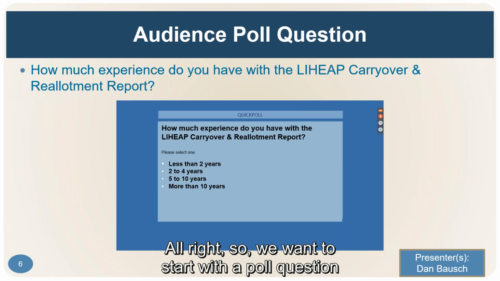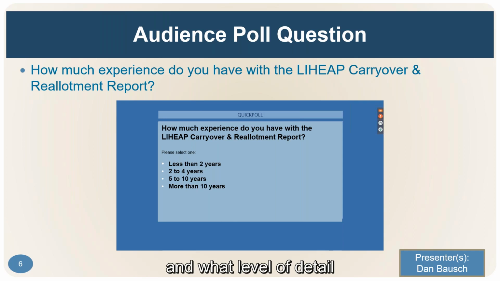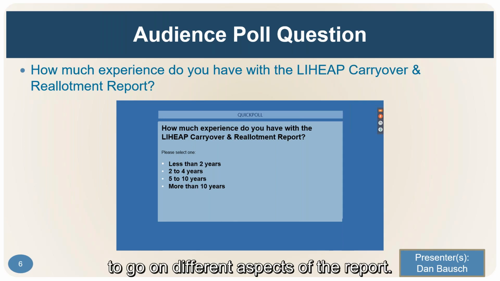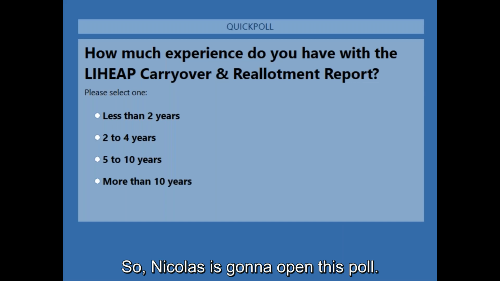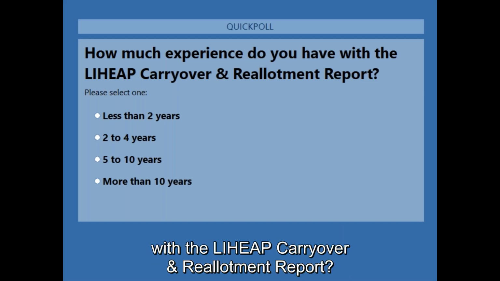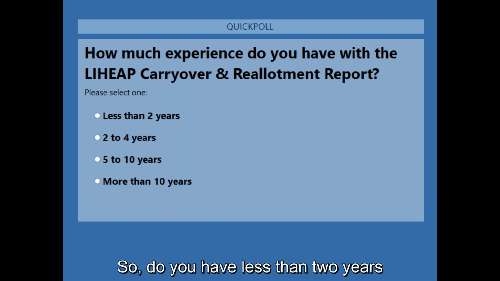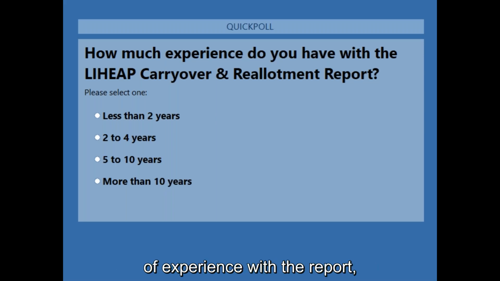All right, so we want to start with a poll question to help us get a better sense of the audience and what level of detail to go on different aspects of the report. So Nicholas is going to open this poll. If you could share, how much experience do you have with the LIHEAP Carryover and Reallotment Report? These are just anonymous polls to help us get a sense of the audience. So do you have less than 2 years of experience with the report, 2 to 4 years, 5 to 10 years, or more than 10 years? And we'll leave it open for a little while as people respond.